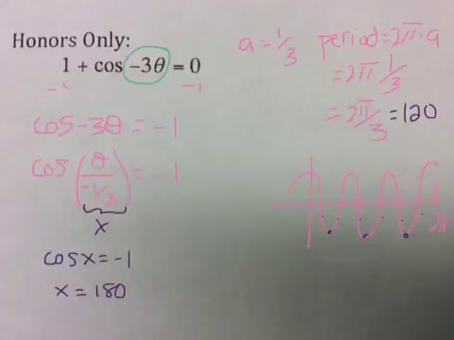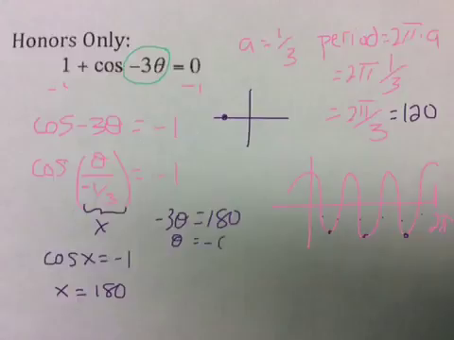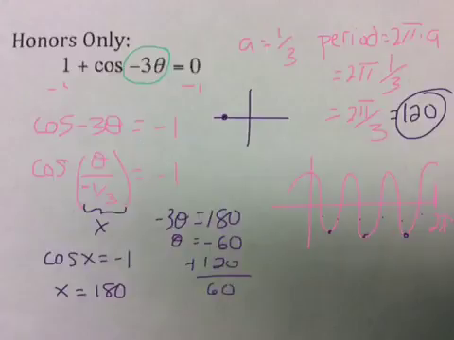That is the only place on the unit circle where the x coordinate is -1. All right, so -3 theta equals 180. So theta equals -60. All right, -60 is not in our domain of 0 to 360. So I'm going to add a period. But don't forget, the period's 120. So I'm adding 120. So I get 60.